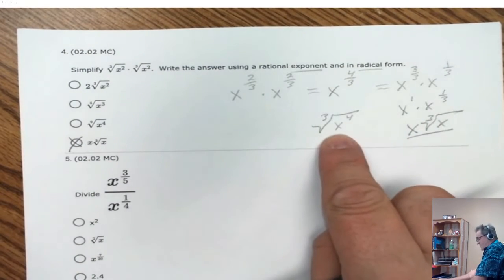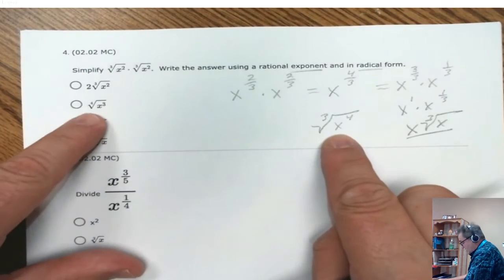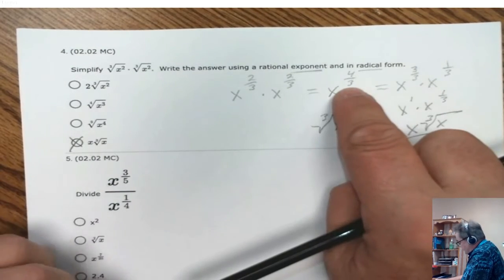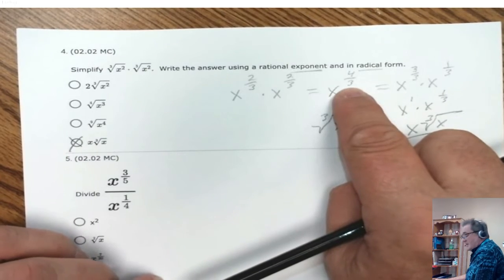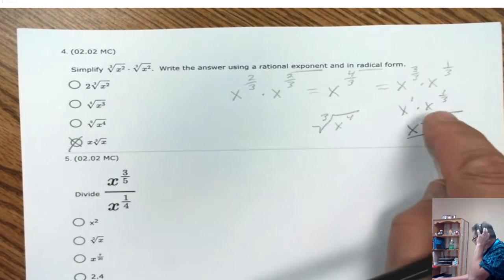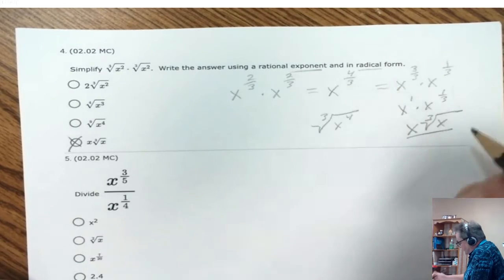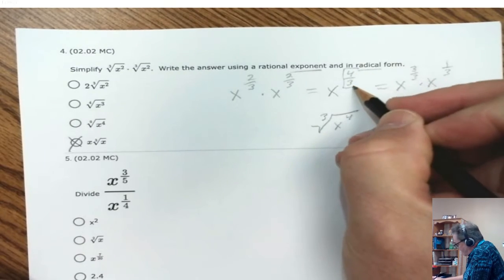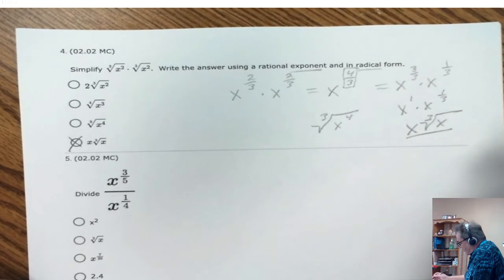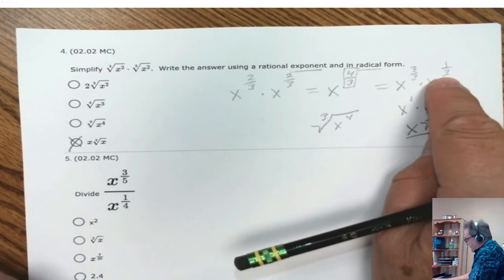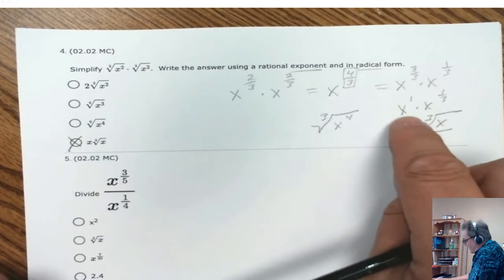This was not in our list of options, so we needed to simplify it further because this is greater than 1. That means we've got a full x in there. So look for that. If the exponent is greater than 1, 4/3 is bigger than 1 because 3/3 is 1, and we got an extra third. Look to simplify that.